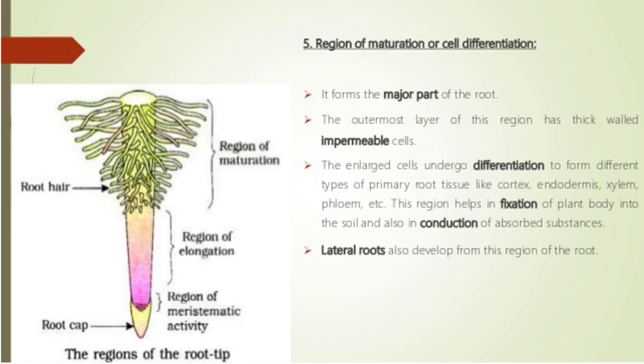Next one is the region of maturation or cell differentiation. It forms the mature part of the root. The outermost layer of the region has thick-walled cells. The enlarged cells undergo differentiation to form different types of primary root tissue like the cortex, endodermis, xylem, phloem, etc. This region helps in fixation of the plant body into the soil and also in conduction of absorbed substances. The lateral roots also develop from this region of the root.